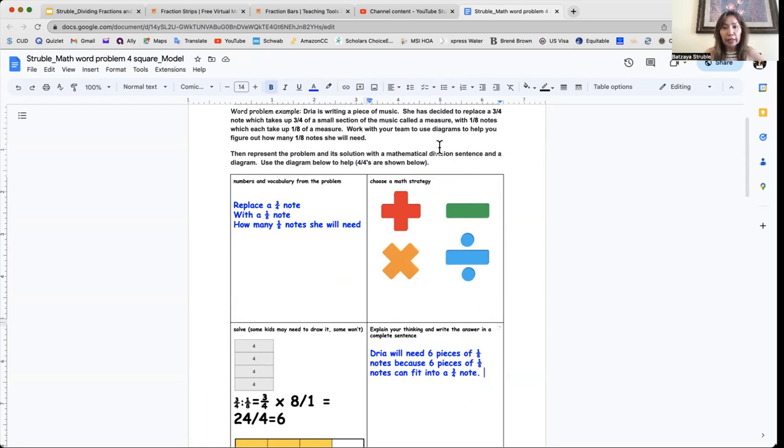So that's the answer. So that's how I want you guys to use this graphic organizer when you are solving word problems.